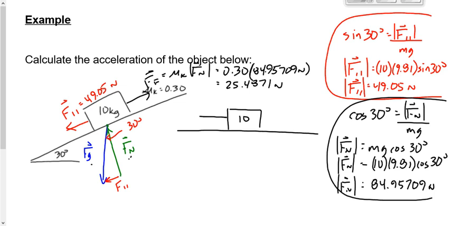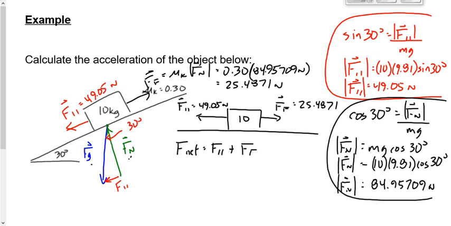We have a 10 kilogram object right here. We have F parallel right here, which is 49.05 newtons. And we have force of friction right here, which is 25.4871. Now you can do this question, right? Now this question is easy. Now we just say F net is equal to the sum of the forces. F parallel plus FF. M times A is equal to the sum of the forces.